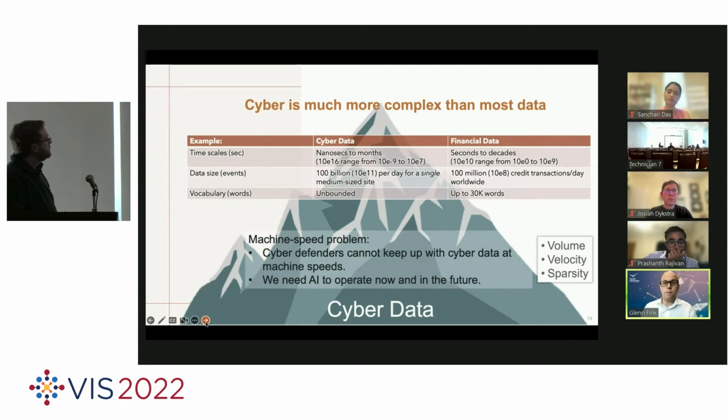And I would say that if you're going to compare cyber data to a typical thing like financial data, you can see that cyber data is so much bigger in time scale, in data size, in the volume of words, the velocity and the sparsity of the information. We collect a lot of cyber data, and the vast majority of it is useless, and so we can't keep it. But as soon as we throw it away, we find out that we needed that one thing. So we need AI and we need visualization to operate now and in the future at machine speeds. And this is very difficult.